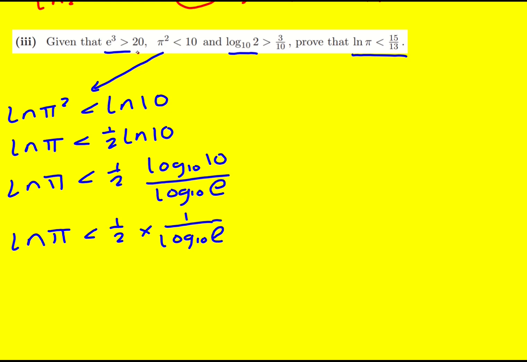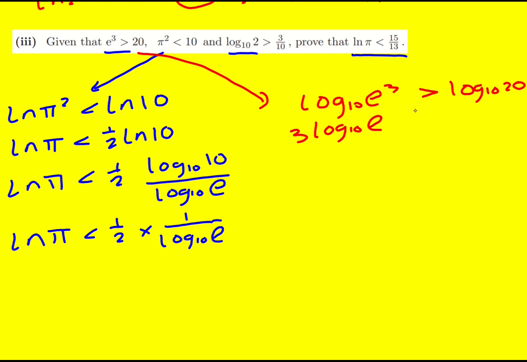Okay, so e cubed is greater than 20. Let's take log to base 10 of both sides. Log to base 10 of e cubed is going to be greater than log to base 10 of 20. That means that 3 log to base 10 of e is going to be, see that 20, we don't really want 20, but I got a 2 here. So let's change it into log to base 10 of 10 plus log to base 10 of 2.